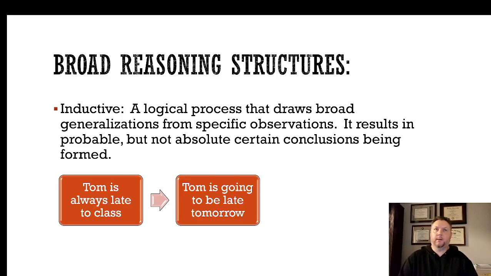In the Toulmin model, my conclusion is that Tom is going to be late next week. My reasoning, since I don't have a ton of clear evidence and of course don't know what he's going to do on a given day, is not specific evidence that I know is always going to be true. My reason is that he's been late in the past, and I've observed him being late. So I'm going to connect those dots to draw the broad conclusion that he's probably going to be late next week. That is inductive reasoning.